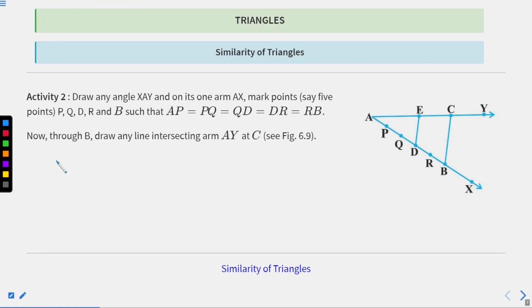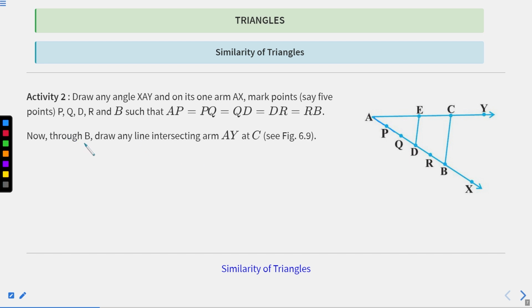Here, activity 2. We draw any angle XAY, and on one arm AX, mark some points, say 5 points: P, Q, D, R, B. We mark these points such that the length of AP is equal to PQ, which is equal to QD, which is equal to DR, which is equal to RB.